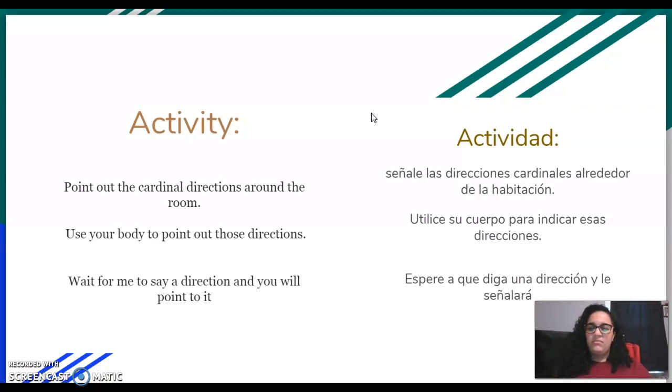Next question. Which direction is east? If you pointed your body to the right, you're correct. East is that way. Next question. Which way is west? Now, if east is that way, where's west? Yep, you're right. It's to our left-hand side. That way. Good job.